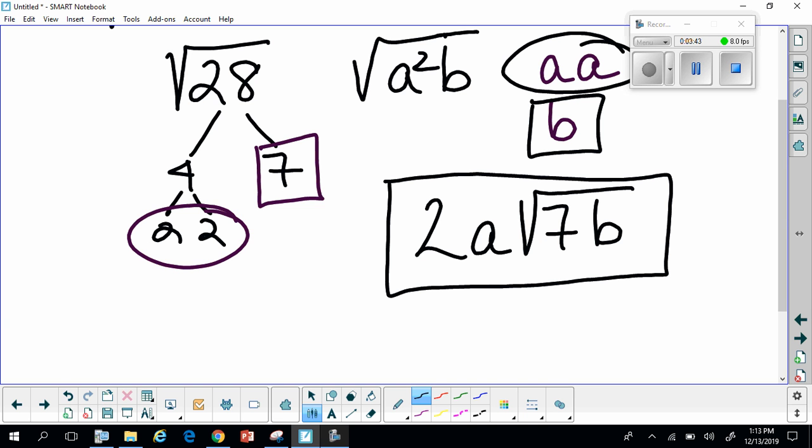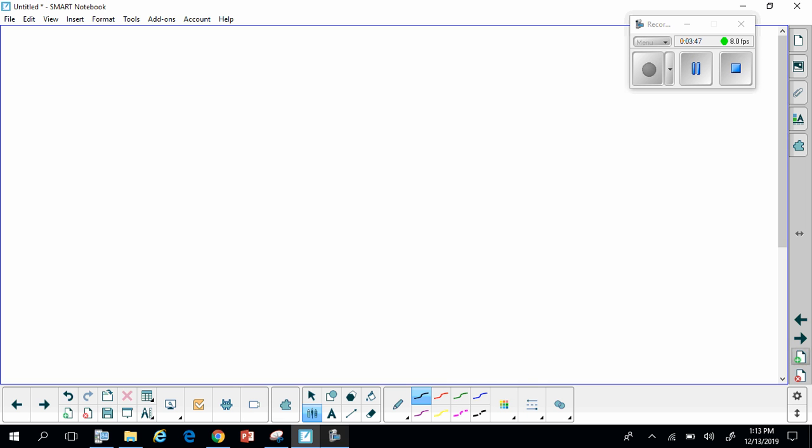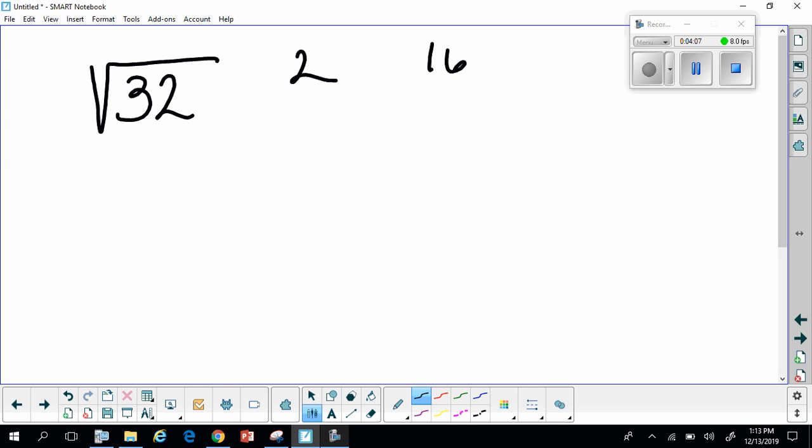Now, you might be asking, okay, what do I do if there's a cube root? Okay, so let's do that one as well. I'm going to change the numbers up just so that I can go ahead and use a cube root. So how about we use the number 32? 32, you've got 2 and 16. You've got 4 and 8.